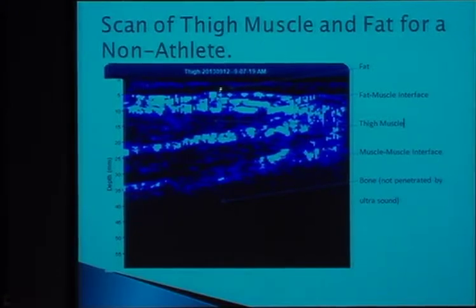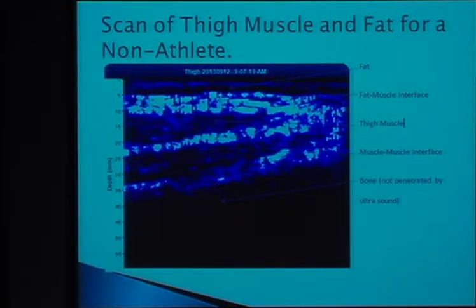Now, this is a fat-muscle interface, and here you would have a muscle interface where the muscles overlap each other. Ultrasound doesn't penetrate bone, so you wouldn't see anything down here. This is where the bone would start. If you look at this, you would notice that the muscle size is about 30 millimeters, and the fat is about 5 millimeters.